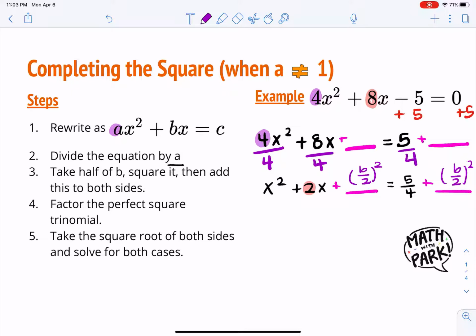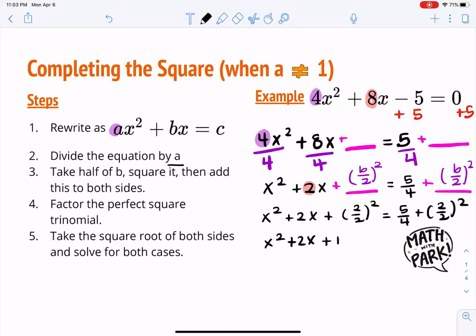So now we'll divide 2 by 2 and square. We have x squared plus 2x plus 2 over 2 squared, and we'll add 2 over 2 squared on both sides of the equation. Then when we rewrite this, it will be x squared plus 2x plus 1 squared equals 5 over 4 plus 1 squared.